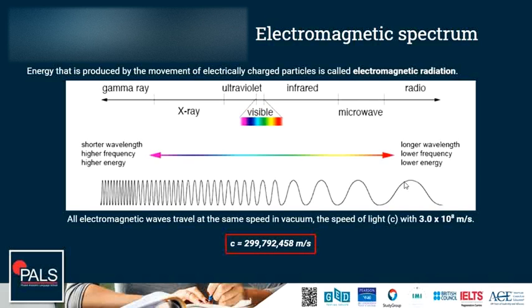All electromagnetic waves as well travel at the same speed in a vacuum, the speed of light, c, with 3.0 times 10 to the power of 8 meters per second. Or more precisely, 299,792,458 meters per second.